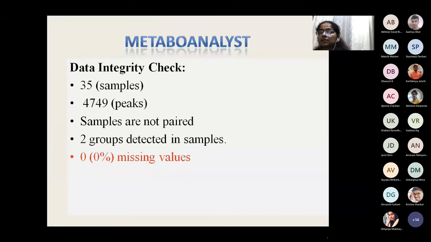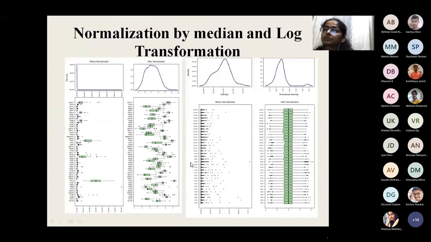Then I started with my analysis part. First of all, I took my data to MetaboAnalyst and did my data integrity check, where I obtained the following information in regard to the samples, peaks, the pairing, the grouping, and the missing values. My data had 0 missing values. For normalization, I did it by median and then I did log transformation.